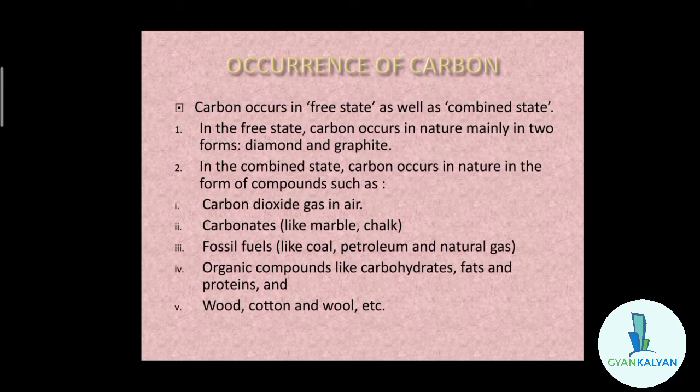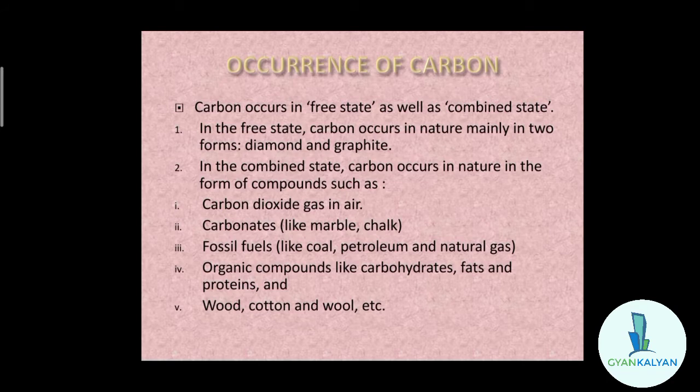Carbon किस states में present है और वो किस state में पाया जाता है? Let us see that. Carbon occurs in free state as well as combined state. Okay, carbon is found in two states. In the free state, carbon occurs in nature mainly in two forms. So free state पे carbon दो forms में मिलता है, diamond and graphite.